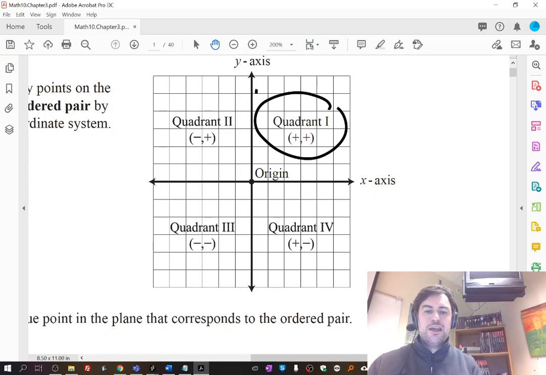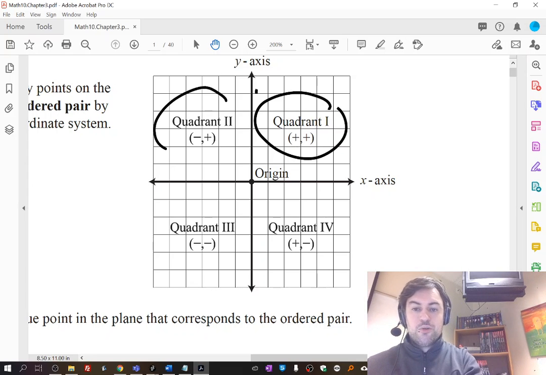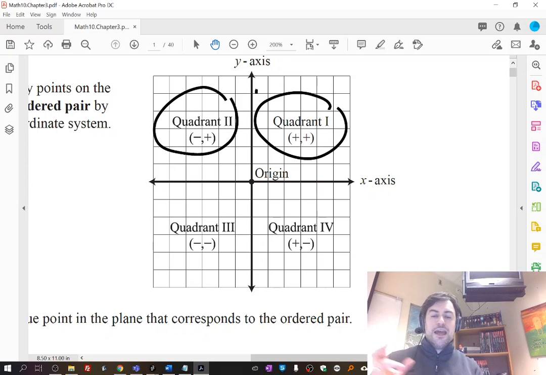In quadrant 1, both x and y are positive. There can be all sorts of different numbers, but if a particular point is in this quadrant, then you can say for certain that the x and y values must be positive for it to fall into this quadrant. In quadrant 2, the x value is going to be negative, and the y value will be positive.